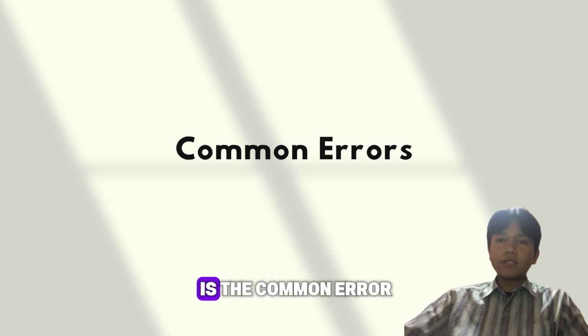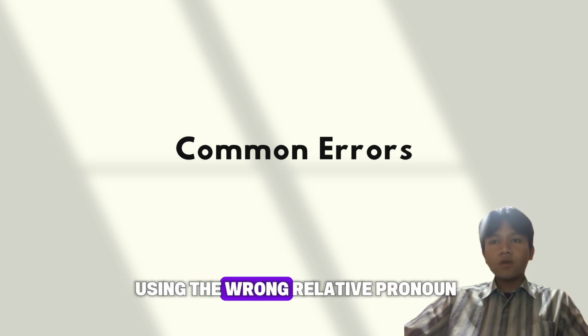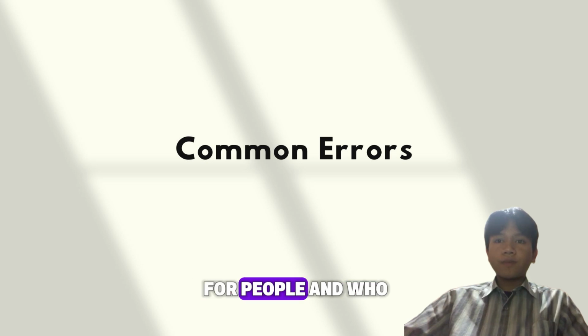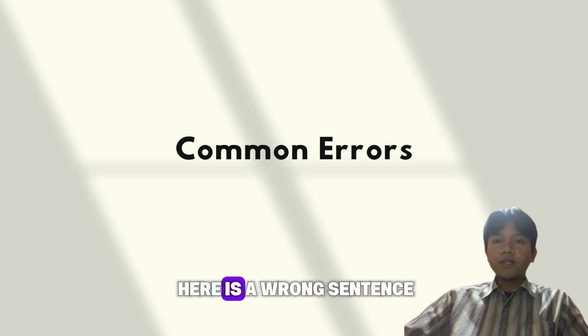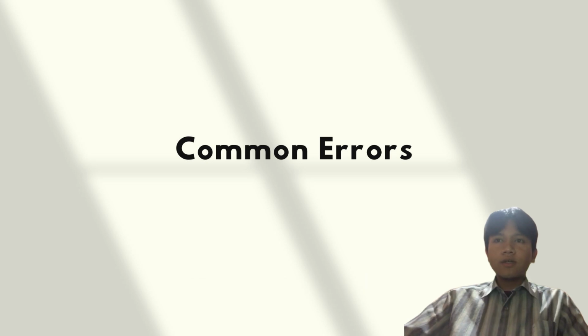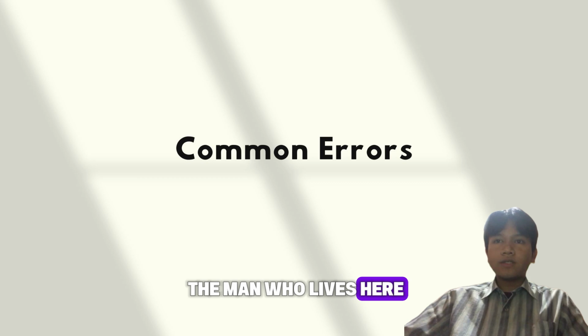So the next one is the common errors of adjective clauses. The first one is using the wrong relative pronoun. For example, using which for people and who for things. The example sentence is, the man which lives here, is the wrong sentence, because which is for things. The right sentence is the man who lives here.